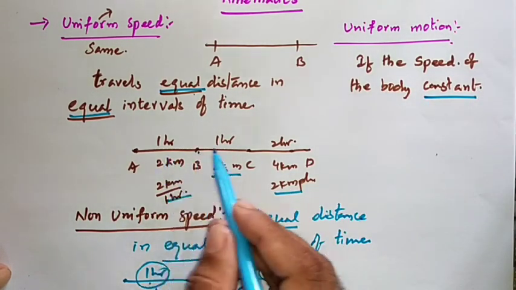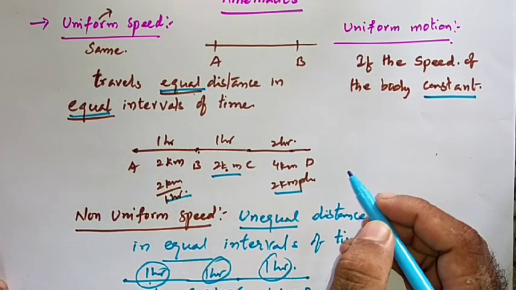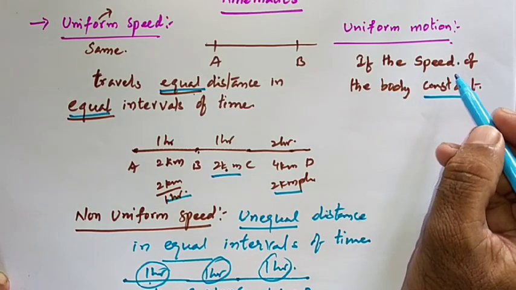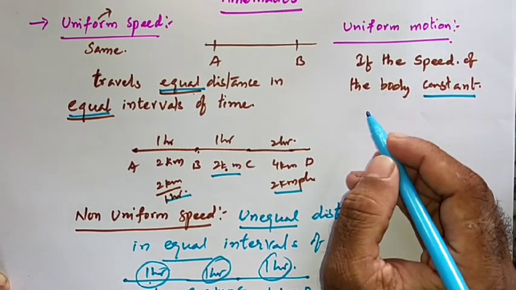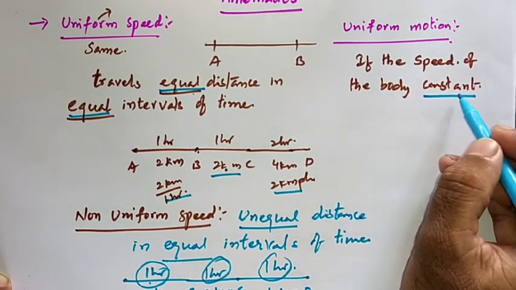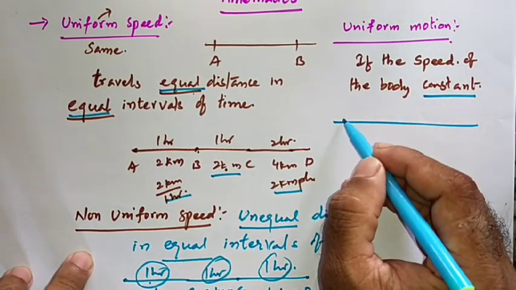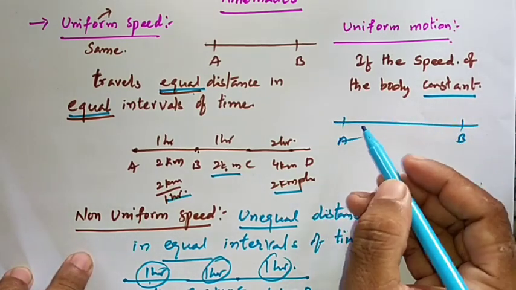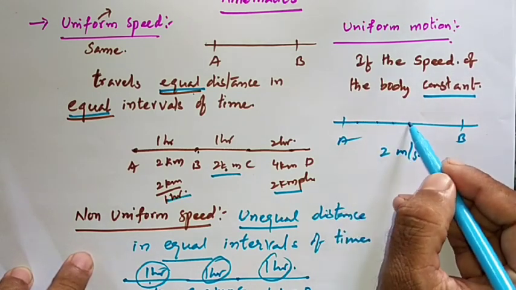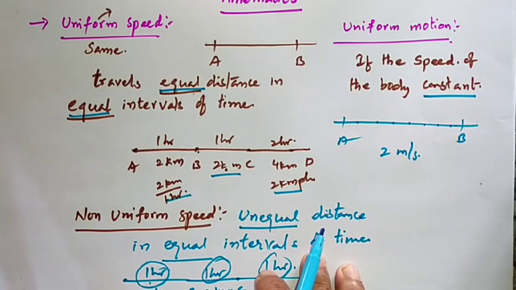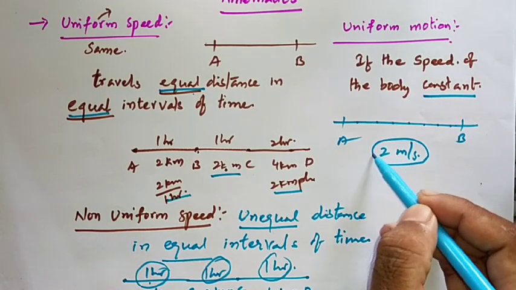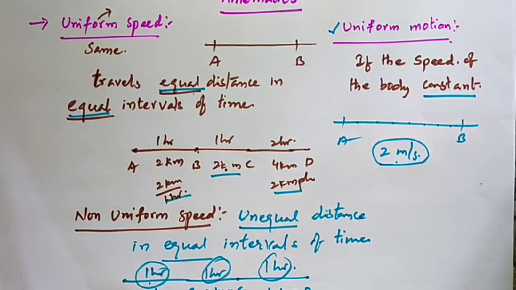See here, 2 kilometers per hour, 2 kilometers per hour, 2 kilometers per hour. Is there any change? No, there is no change. If the body has a constant speed, then the motion is uniform motion. If a body is moving from A to B and its speed is 2 meters per second, at any point its speed should be 2 meters per second only. Then we can say that motion is uniform motion.